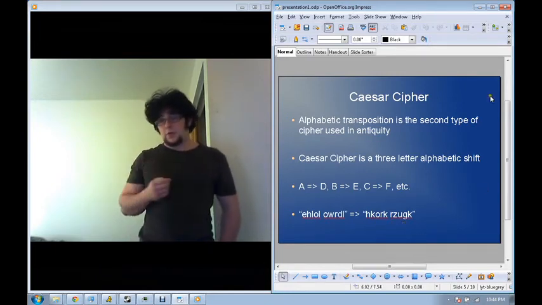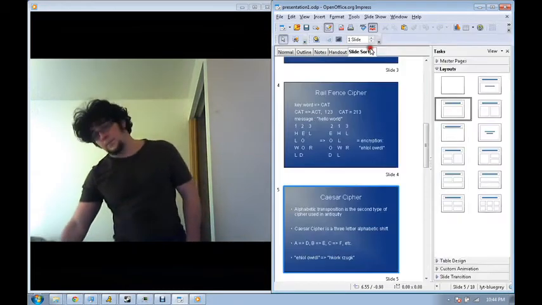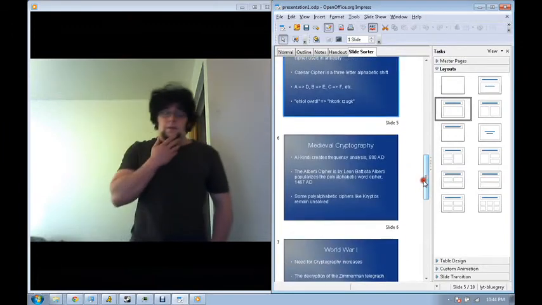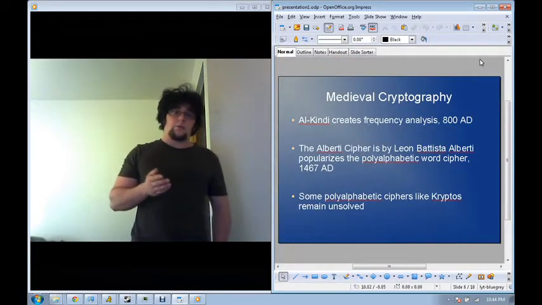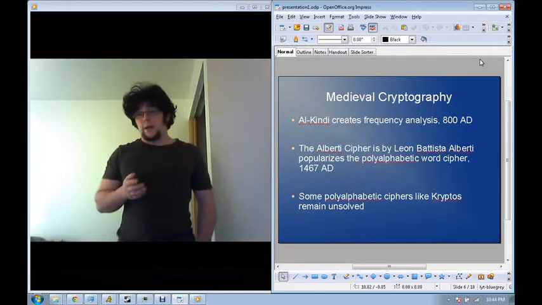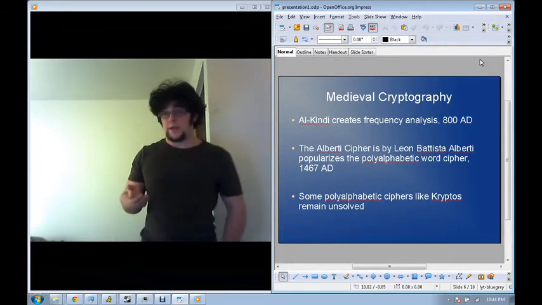And to any person, and well, to most people looking at that, it would be kind of hard to figure out what was going on there. The next major advance that happened for the field of cryptography came from a man named Al-Kindi. He was a Muslim during the time of 800 AD, and he wrote a book of mathematics on something called, well, what is now called frequency analysis.